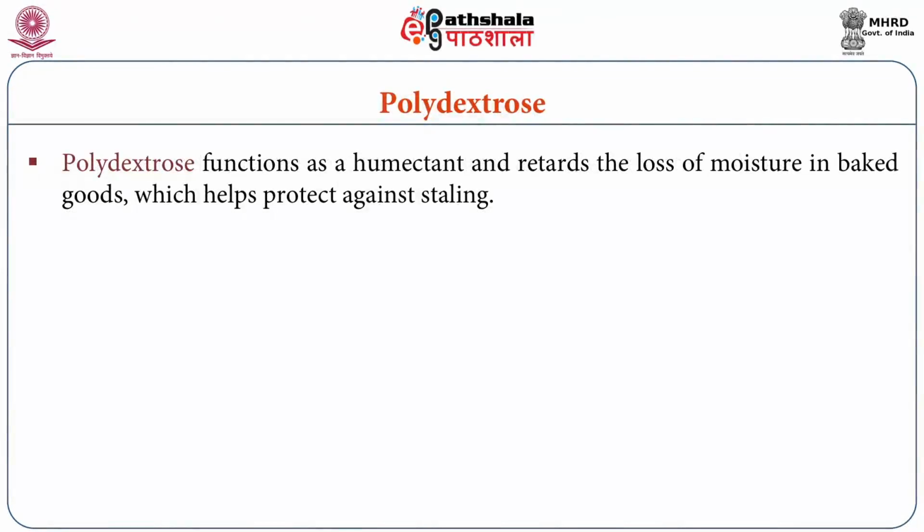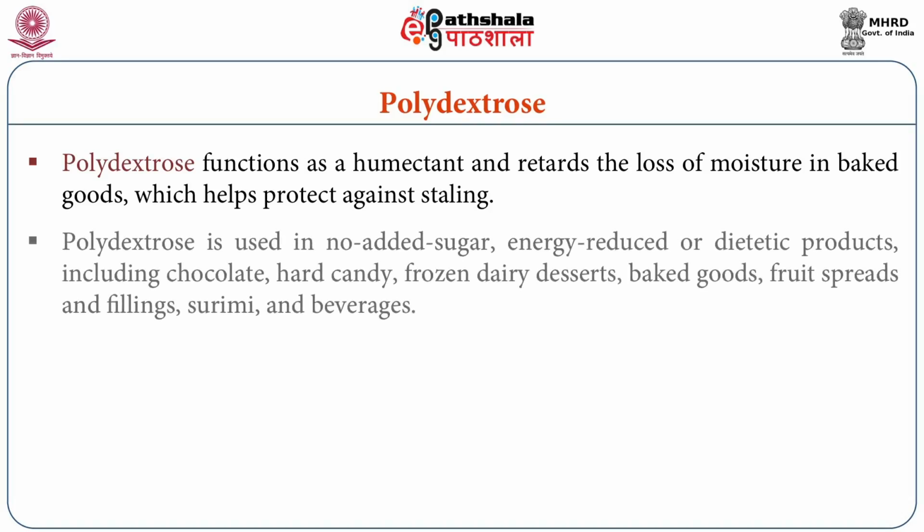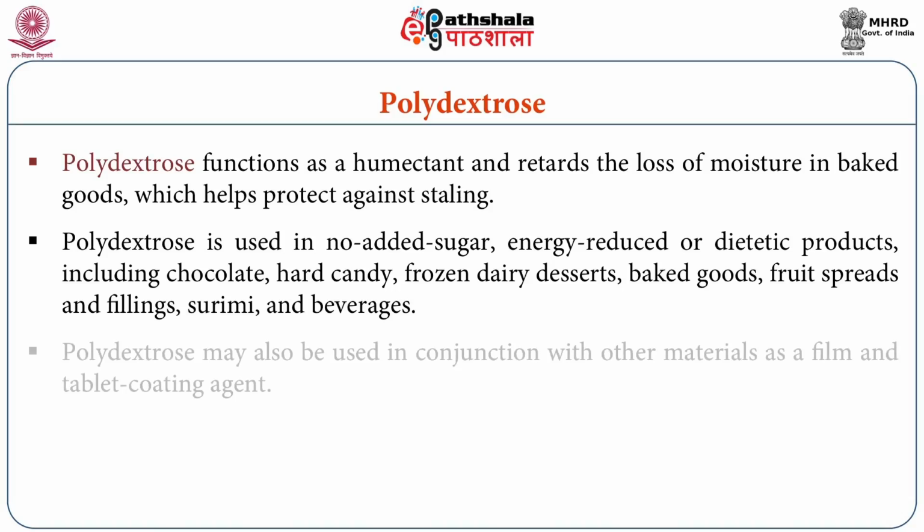The next is polydextrose. Polydextrose functions as a humectant and retards the loss of moisture in baked goods, which helps protect against staling. It is used in no-added-sugar, energy-reduced or dietetic products including chocolate, hard candy, frozen dairy desserts, baked goods, fruit spreads and fillings, surimi and beverages. Polydextrose may also be used in conjunction with other materials as a film and tablet coating agent.